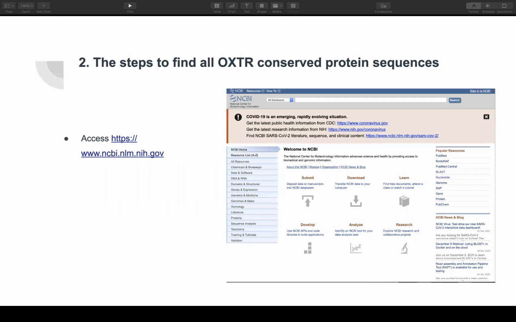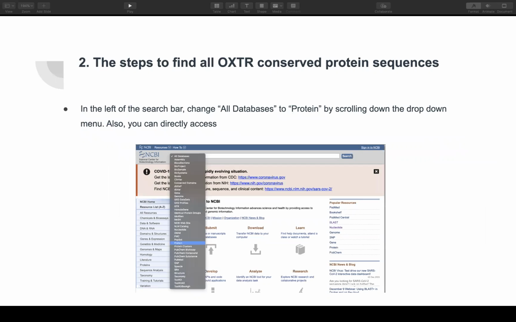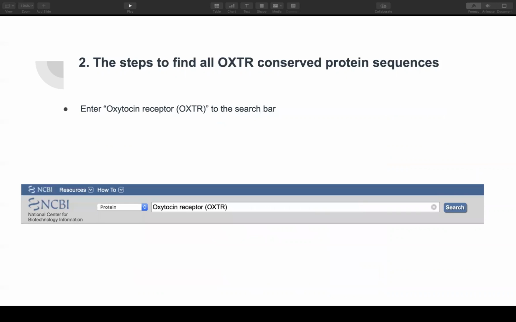And I would like to show the steps to find all the oxytocin conserved protein sequence. So first we go to ncbi.nlm.nih.gov, and on the search bar, the default should be all databases. We want to click on that, scroll down the drop-down menu, and choose protein because we want to narrow the search to protein only. And in the search bar, we enter oxytocin receptor and hit search.